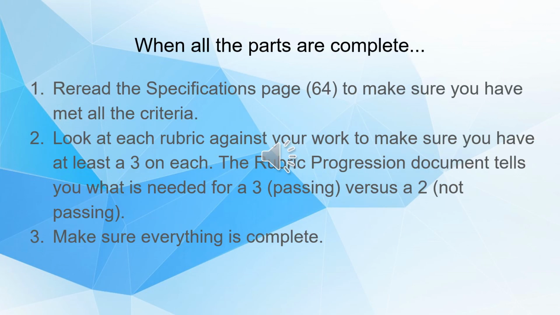And then when all of the parts of your portfolio are complete for this task, you're going to reread the specifications page. That way you know that you've named all the files appropriately, that they're the right kind of file. You want to make sure that you look back at the rubrics in your handbook for this task to make sure that you have at least a 3 on each. 3 is passing, 2 is not. And if you're confused by the difference between the two, you can go to the rubric progression document. That one is really helpful for telling you what's needed to reach that 3 and what the difference is between a 2 and a 3.